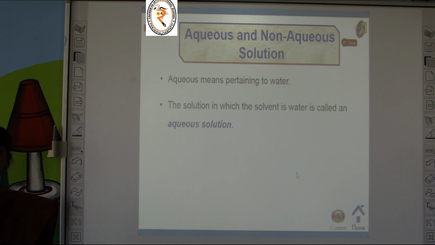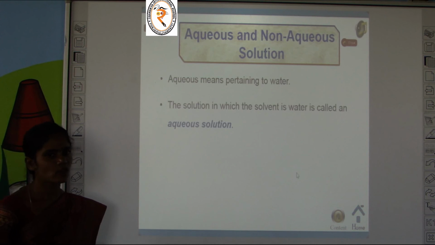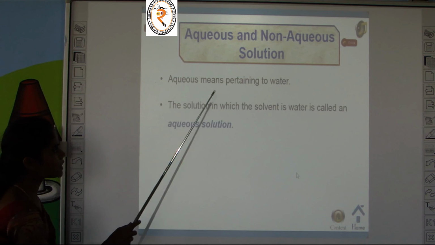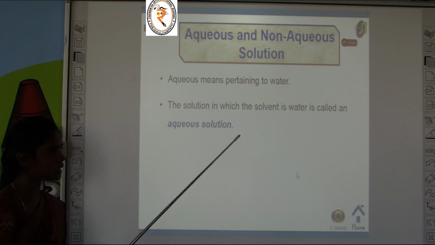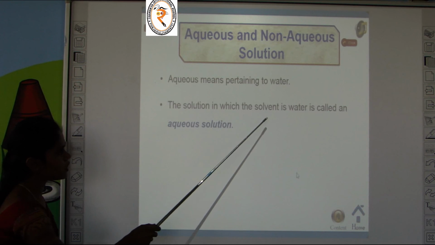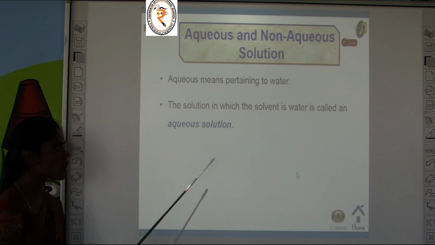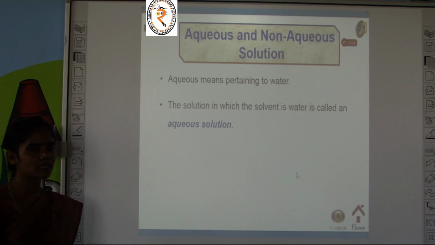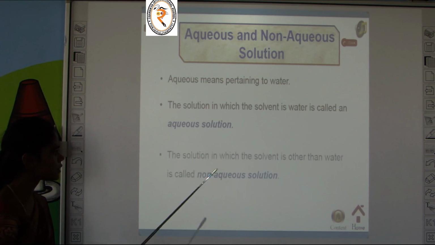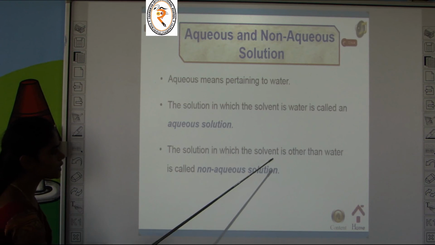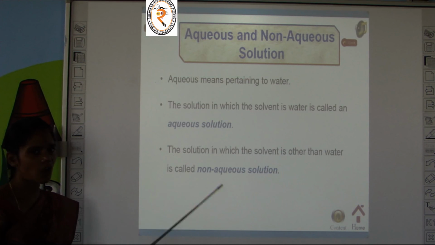Next one, aqueous and non-aqueous solution. In general, aqueous means it contains water. Aqueous means pertaining to water. The solution in which the solvent is water is called an aqueous solution. The solution in which the solvent is other than water is called non-aqueous solution.